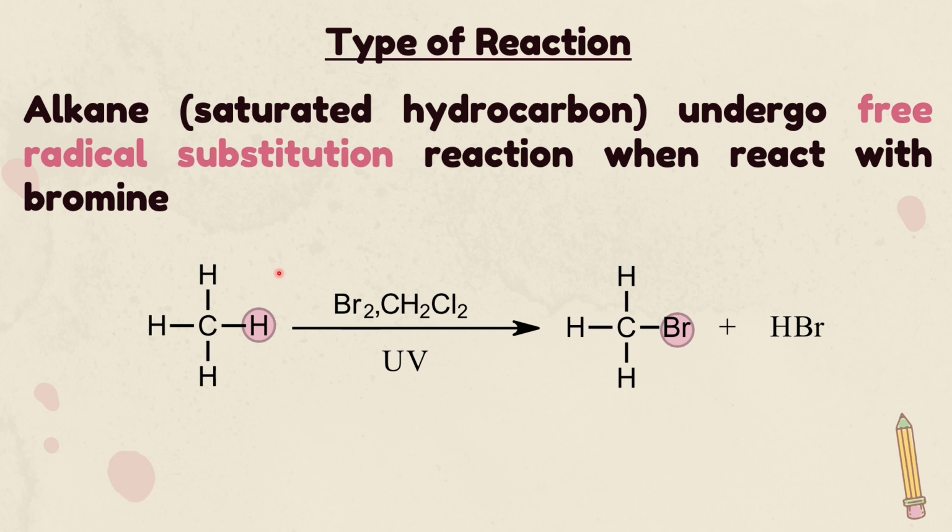So for the case of alkane, we're going to substitute one of the hydrogens with Br. And for an alkane to react with bromine, the first thing is the bromine needs to be dissolved in an inert solvent. CH2Cl2 is dichloromethane. Another condition is the reaction kita kena mesti expose under UV. So selalu UV tu kita akan expose under sunlight lah, sebab dalam sunlight ada UV.